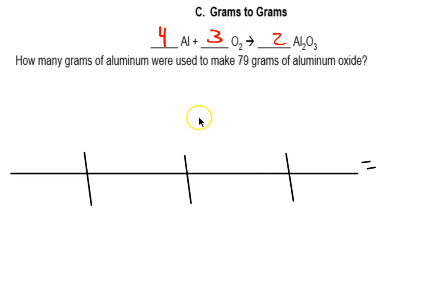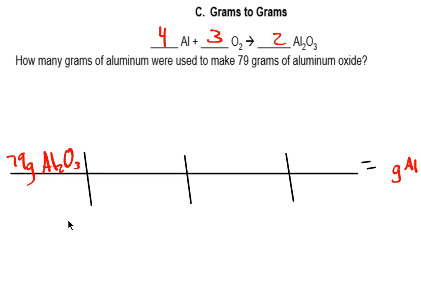So it says how many grams of aluminum, so I might as well put that here. I know that's what I'm solving for. Were used to make 79 grams of aluminum oxide. All right. So it's the same process that we did the last 2 school days. You take the number and the unit that you're given, and you start here with it. So 79 grams of Al2O3. That's in the top left corner.